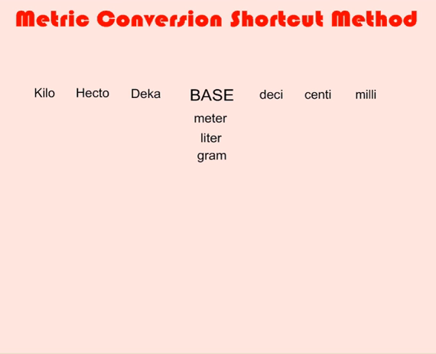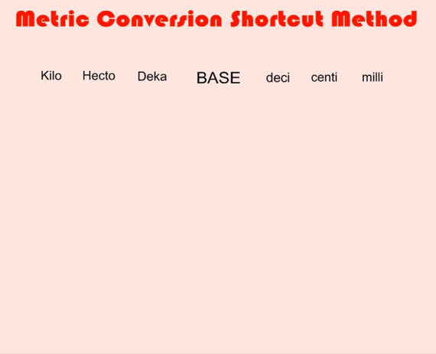So what we really need to do in order to convert here is memorize the order of the metric prefixes. Kilo, hecto, deca, base, deci, centi, milli. An easy way to do that, and a little bit silly, but the way that we like to have students memorize it would be by coming up with a little saying. Different teachers use different ones.